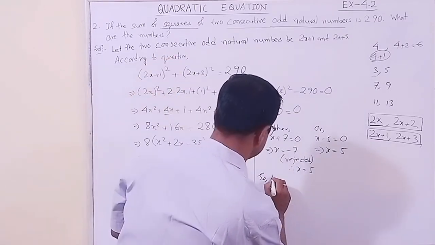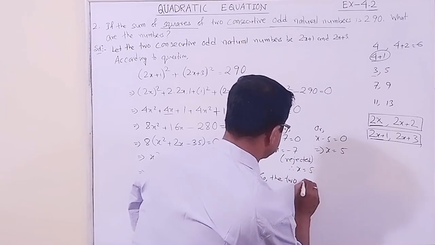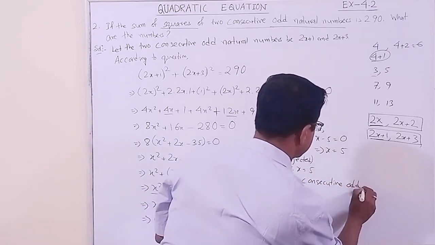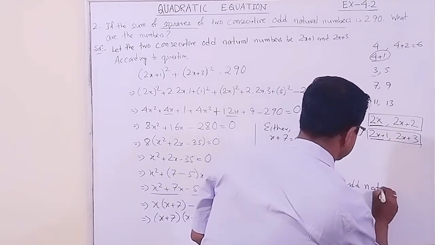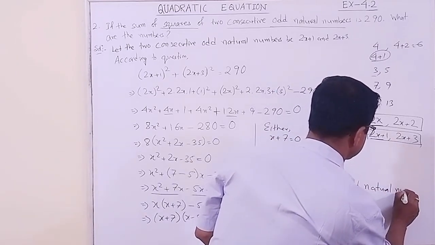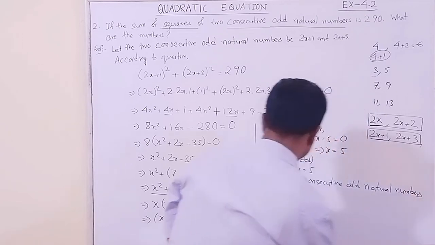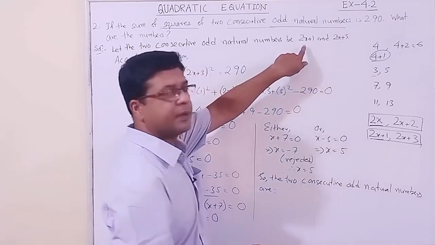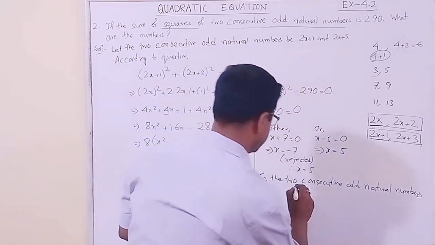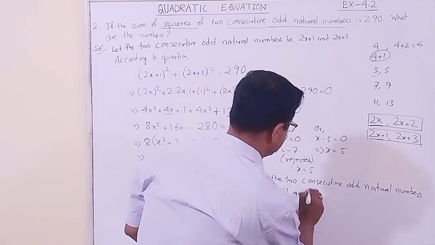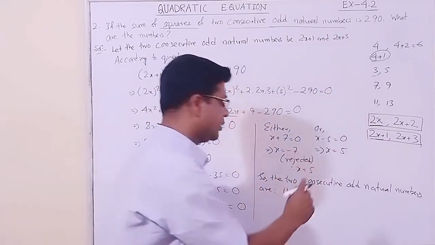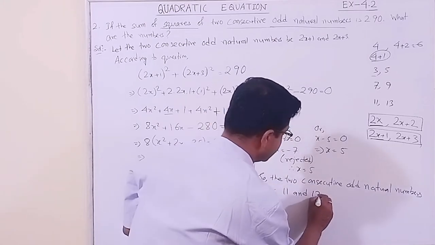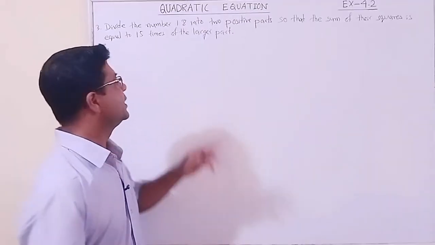So the two consecutive odd natural numbers are, you see, x equal to 5. Let us substitute 5. Twice 5 is 10, 10 plus 1 is 11. And the next consecutive odd natural number is 13. Then we have taken question number 3.